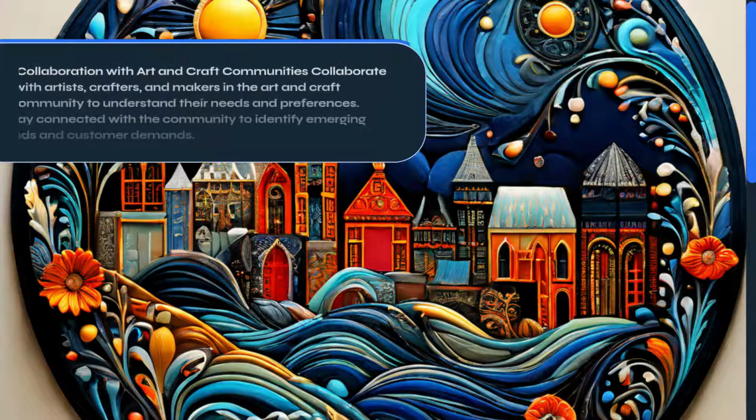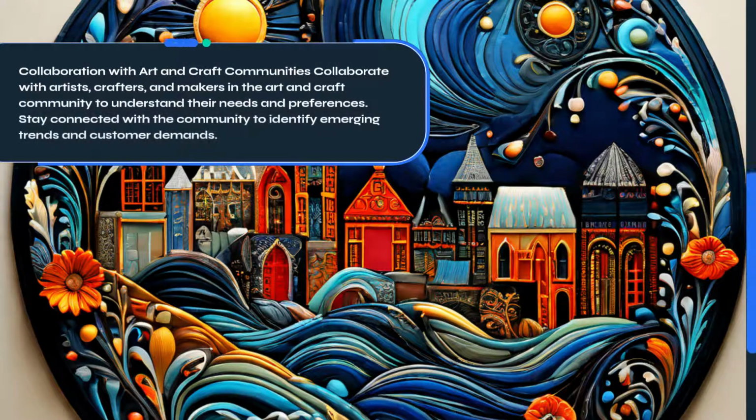Collaboration with art and craft communities. Collaborate with artists, crafters, and makers in the art and craft community to understand their needs and preferences. Stay connected with the community to identify emerging trends and customer demands.